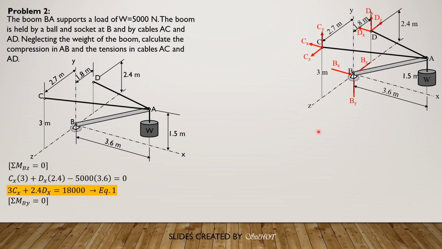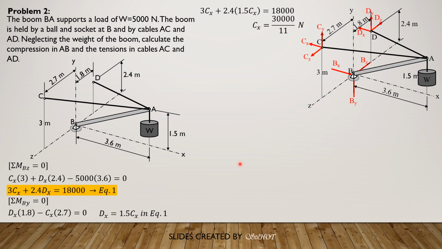So by right thumb rule, BX times 1.8 minus CX times 2.7 equals 0. That would be the equation that can be formulated. So expressing DX in terms of CX, DX is 1.5 of CX. Then we substitute this into equation 1: 3CX plus 2.4 times 1.5 CX equals 18,000. So from there, CX can now be solved.